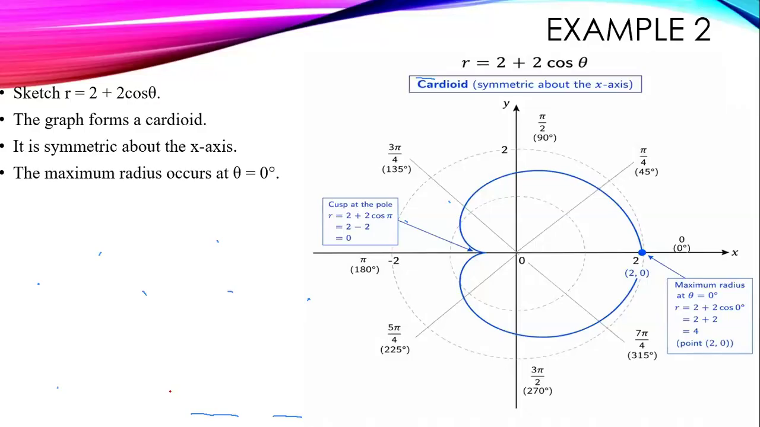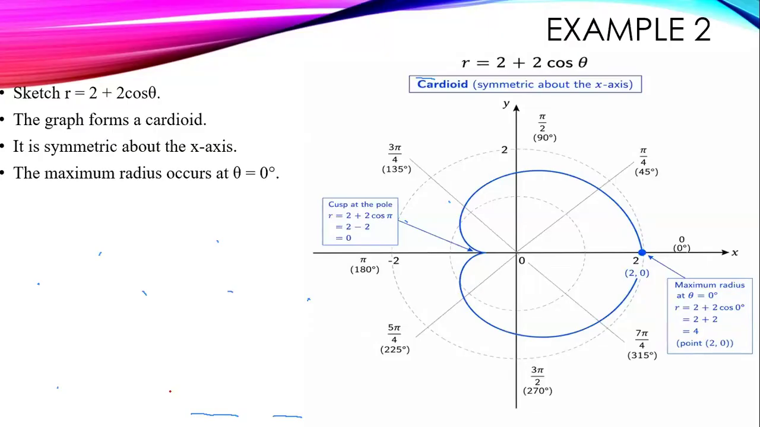So this example with the cardioid curve, we have the equation that was given earlier. r is equal to 2 plus 2 cos theta. And they are asking us to sketch that, and it mentions 3 points there. The graph forms a cardioid. It is symmetric about the x-axis, and the maximum radius occurs at theta equal to 0 degrees. So the cardioid curve has a heart shape. That is how we're able to recognize what type of curve it is.